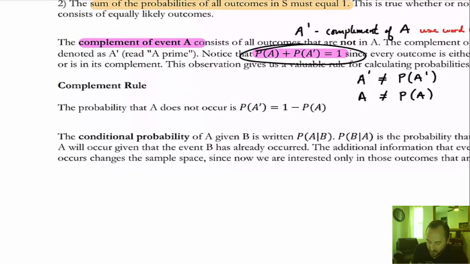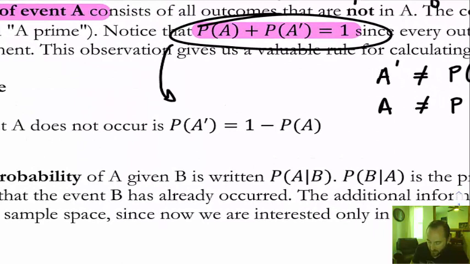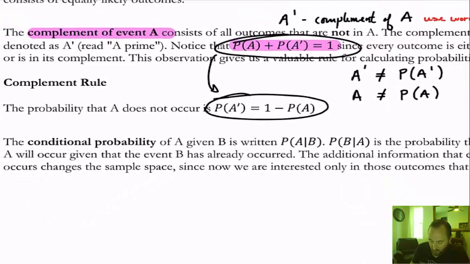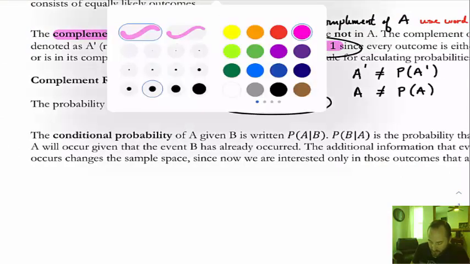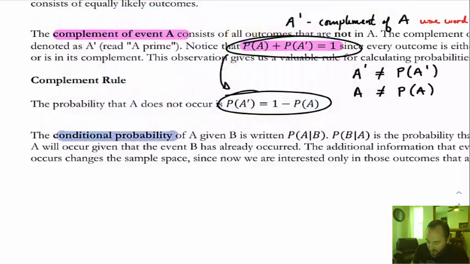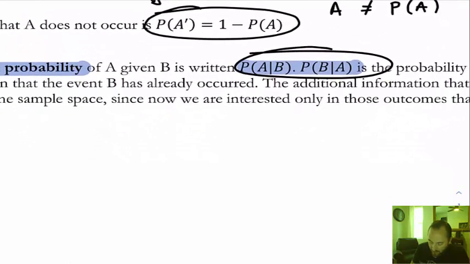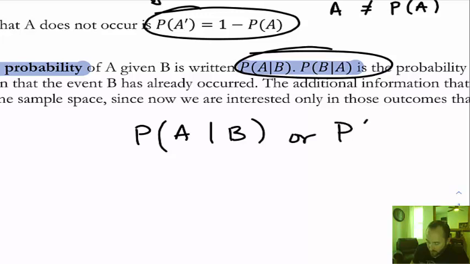Along with this formula up here, we get this thing down here, that we find complement probabilities by subtracting the regular probability from 1. It's pretty easy to do, and we'll do that later. And the last thing down here at the bottom is conditional probability, and no matter how it's written, it is the probability of A given B, or the probability of B given A.